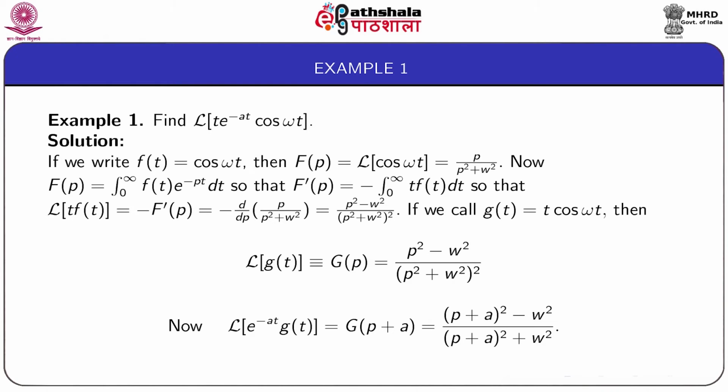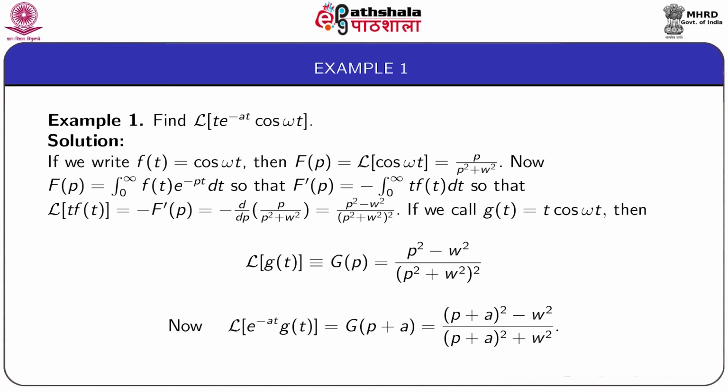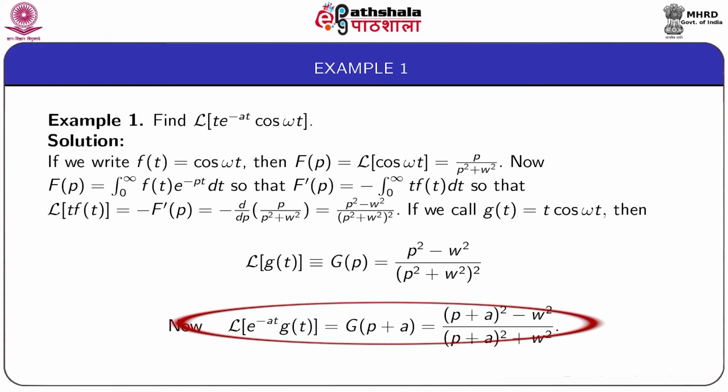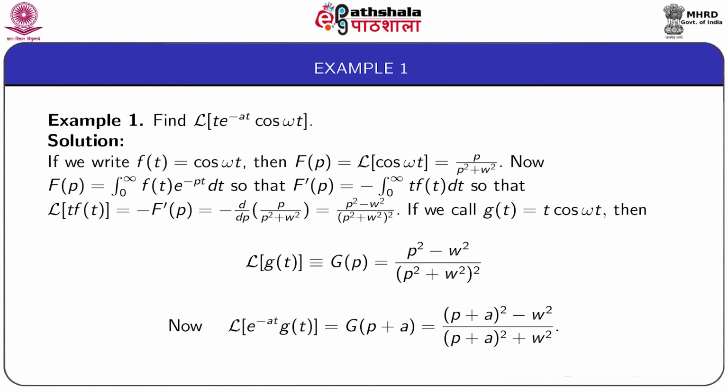Now, if we call small g(t) as t cos omega t, then Laplace transform of g(t) is denoted by capital G(p), and this is equal to p square minus omega square by p square plus omega square whole square. Now, Laplace transform of e to the power minus at g(t), which has been proved earlier as capital G of p plus a, is equal to p plus a whole square minus omega square by p plus a whole square plus omega square, whole square.